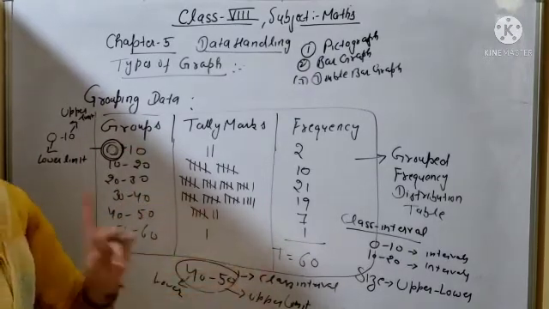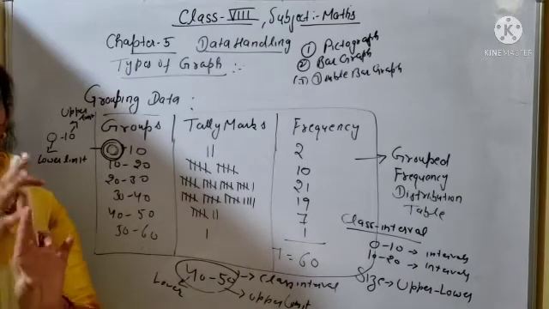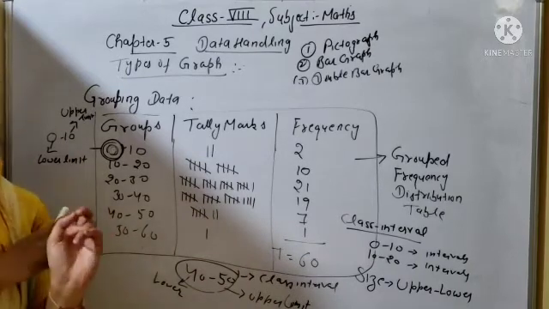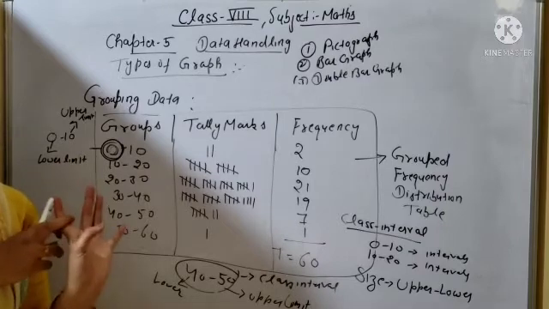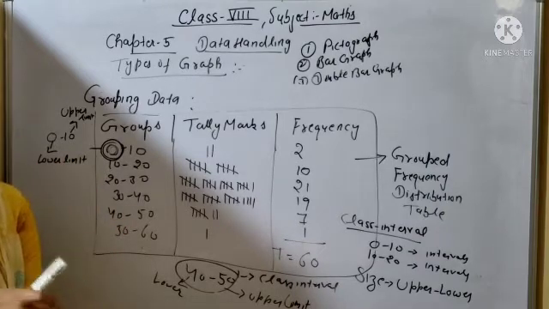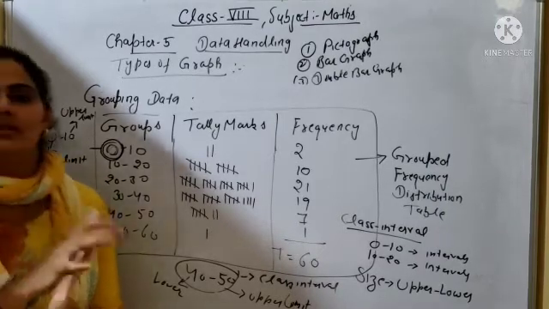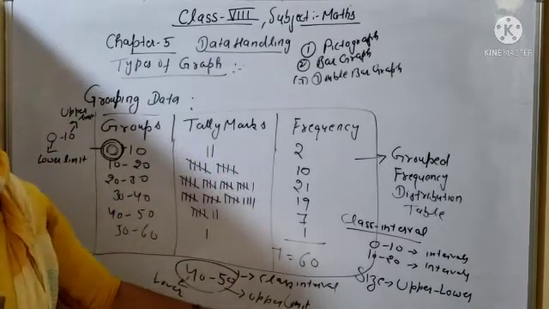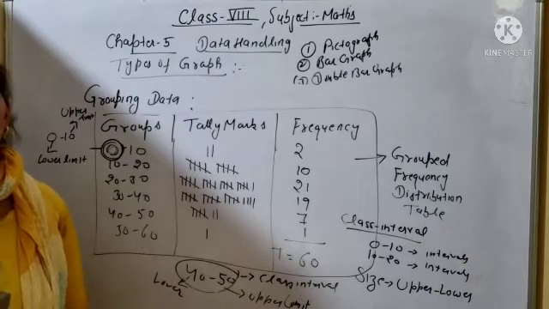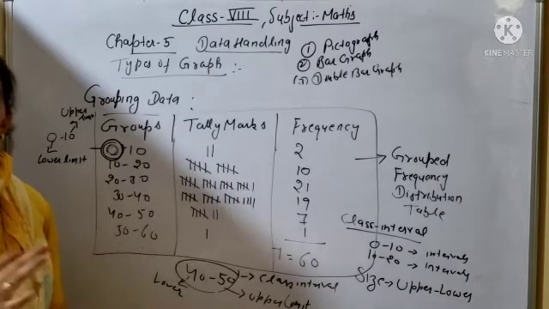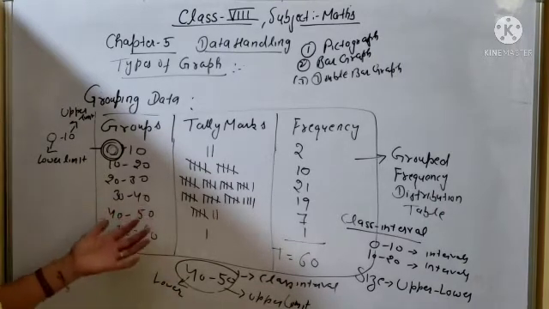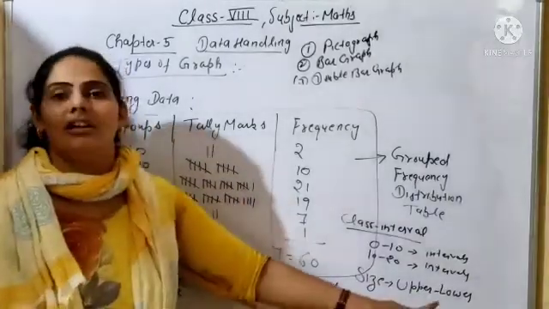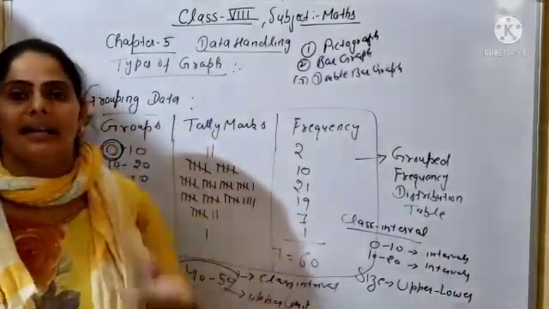In this class interval, two types of limit will be there: lower limit and upper limit. The lower limit will be the first number, which is the lowest, and the number which is maximum will be the upper limit. When you have the lower limit and upper limit, you can easily find out the size of the class interval. You find the size by the formula: upper limit minus lower limit.